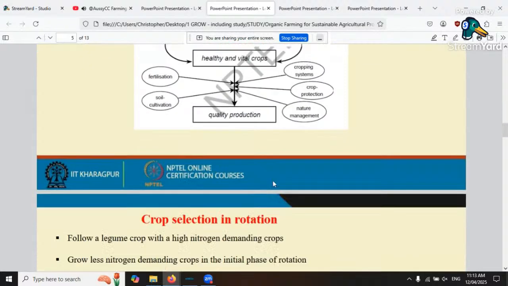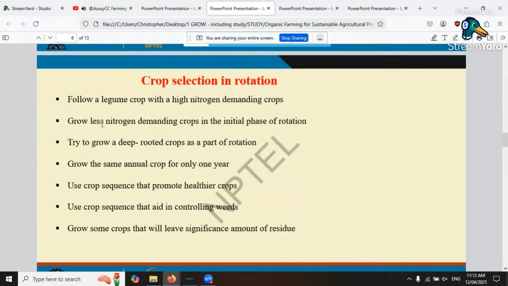Healthy and vital cropping systems. Yeah, it's all self-explanatory. Crop selection in rotation: follow a legume crop with a high nitrogen demanding crop. Well, they reckon actually from burning, it's 96 to 98%. Most of the nitrogen is used up after a crop in a cropping cycle. So that's why you'd follow with a legume, just to replenish the nitrogen.